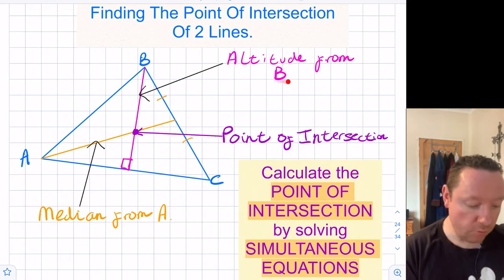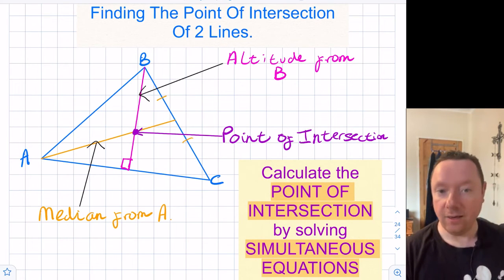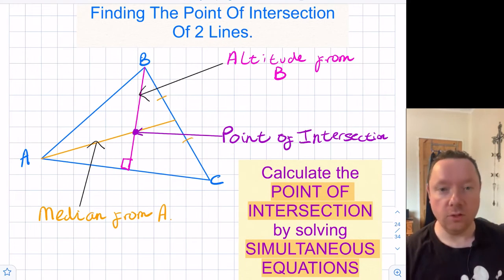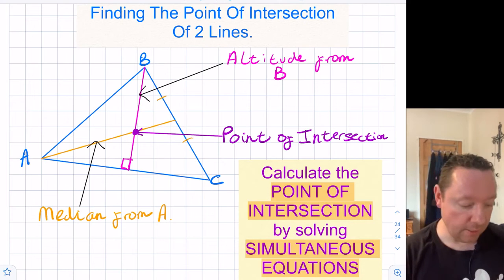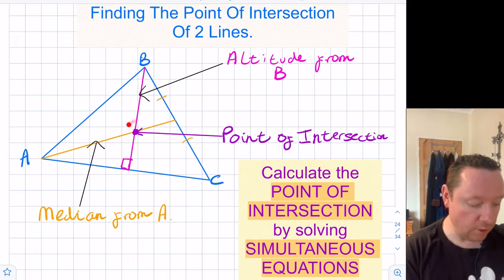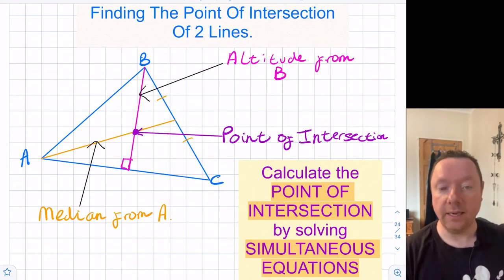The altitude from B would be the line that goes from B and cuts the opposite line at right angles, but not necessarily in half. Obviously, if it did both, it would be a perpendicular bisector, and we'd be looking at the point of intersection, the point where the two lines meet.